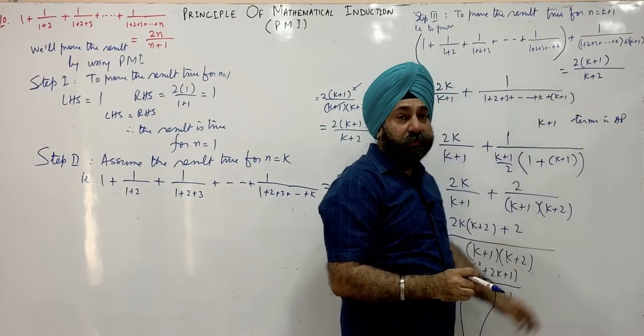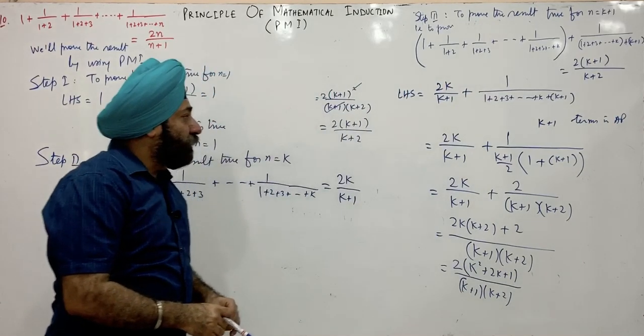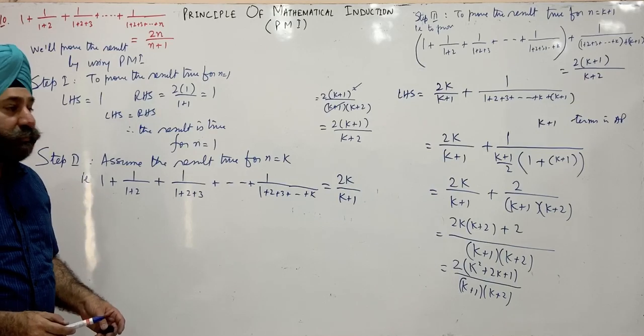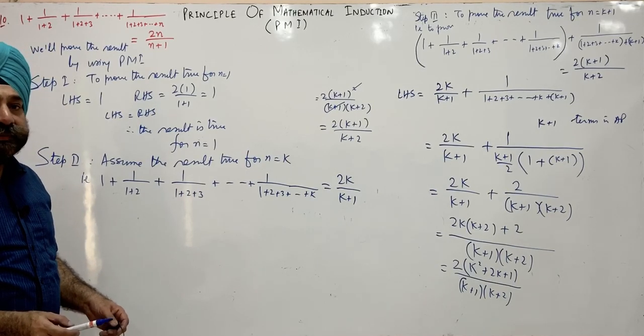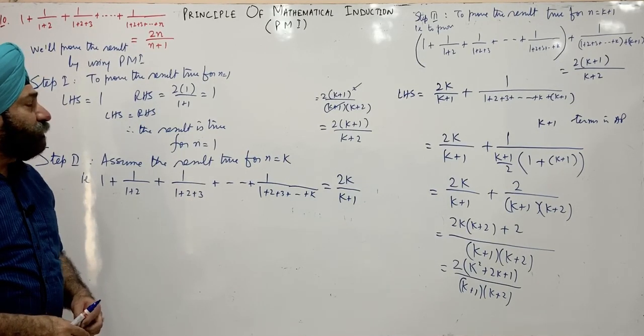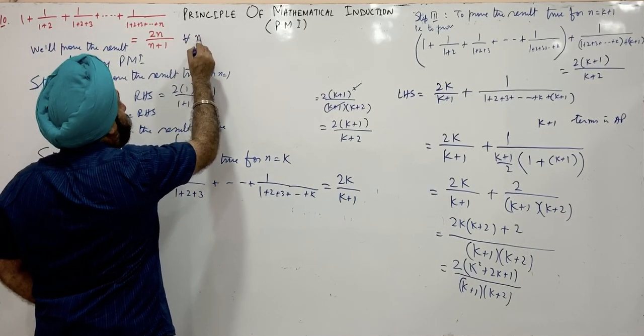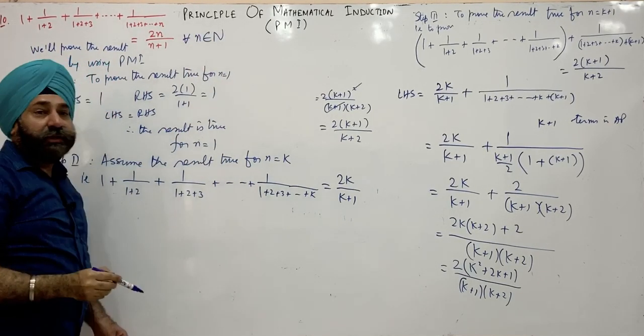So what do we write here? We write here the result is true for n is equal to k plus 1. Hence, by principle of mathematical induction, the result is true. This result is true for all n which belong to set of natural numbers.